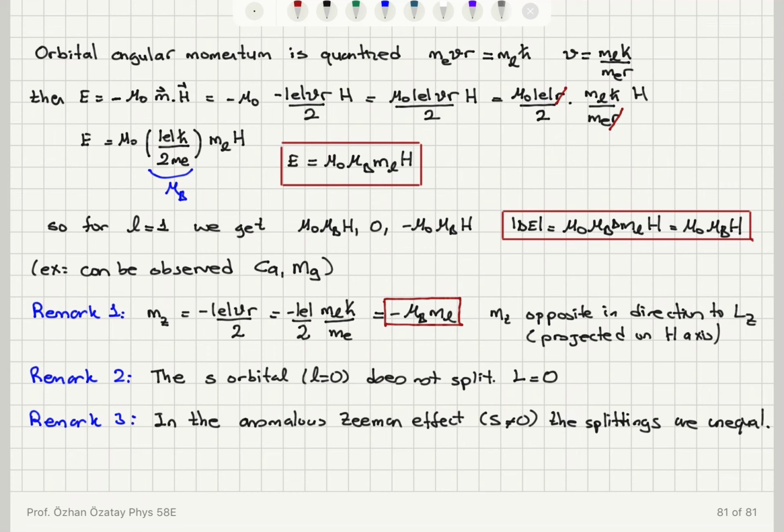I made a comment about the minus sign is because of the charge. The magnetic moment is opposite in direction to orbital angular momentum. The s orbital having no net orbital angular momentum, capital L is equal to 0, does not split. So in the anomalous Zeeman effect, where the capital S is non-zero, the splittings are unequal. We will get back to this.